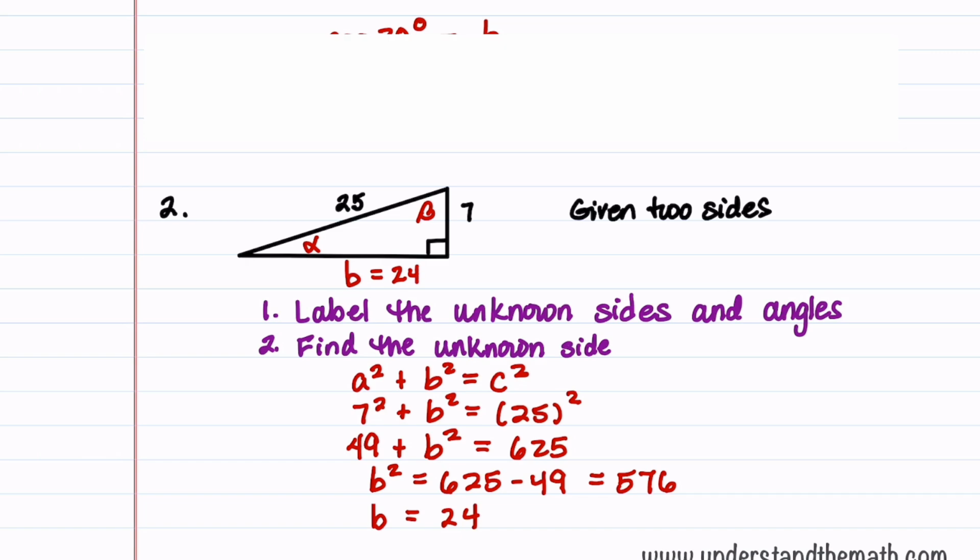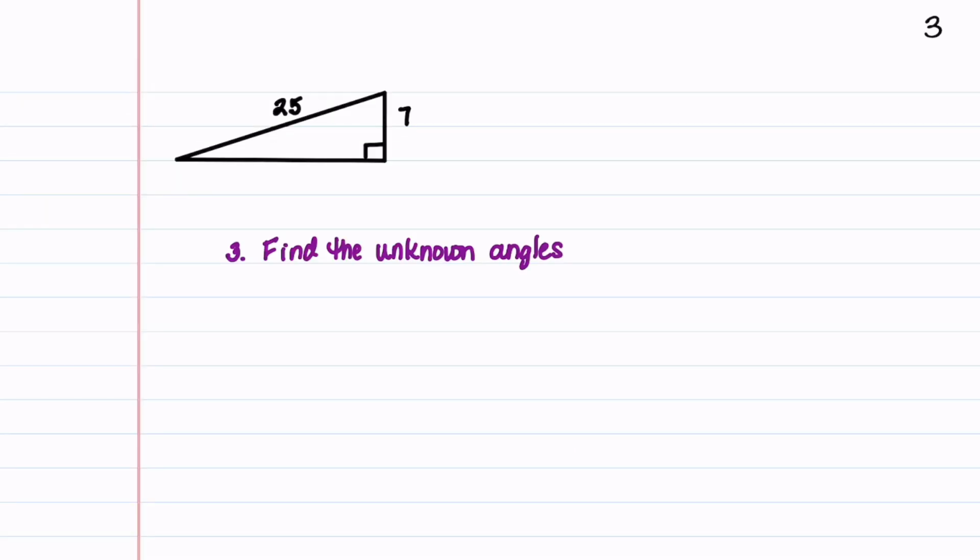So let's go ahead and add that to our picture. We now have to flip the page. So what I did is I put the picture up again on the top. Let's label this the way we had labeled it on the previous page. So we have an alpha, beta, and we just found B is equal to 24. Now what we have to do is find the unknown angles. And to do that, we're going to use trigonometric ratios.